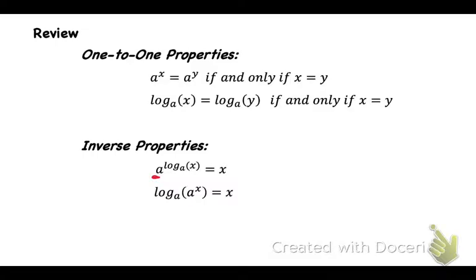The bases are the same, so those cancel, so it's x. It's what the exponent is. And then when we have it in logarithmic form, log base a of a to the x is just x. That's property 3, right? Okay, that we used a lot.